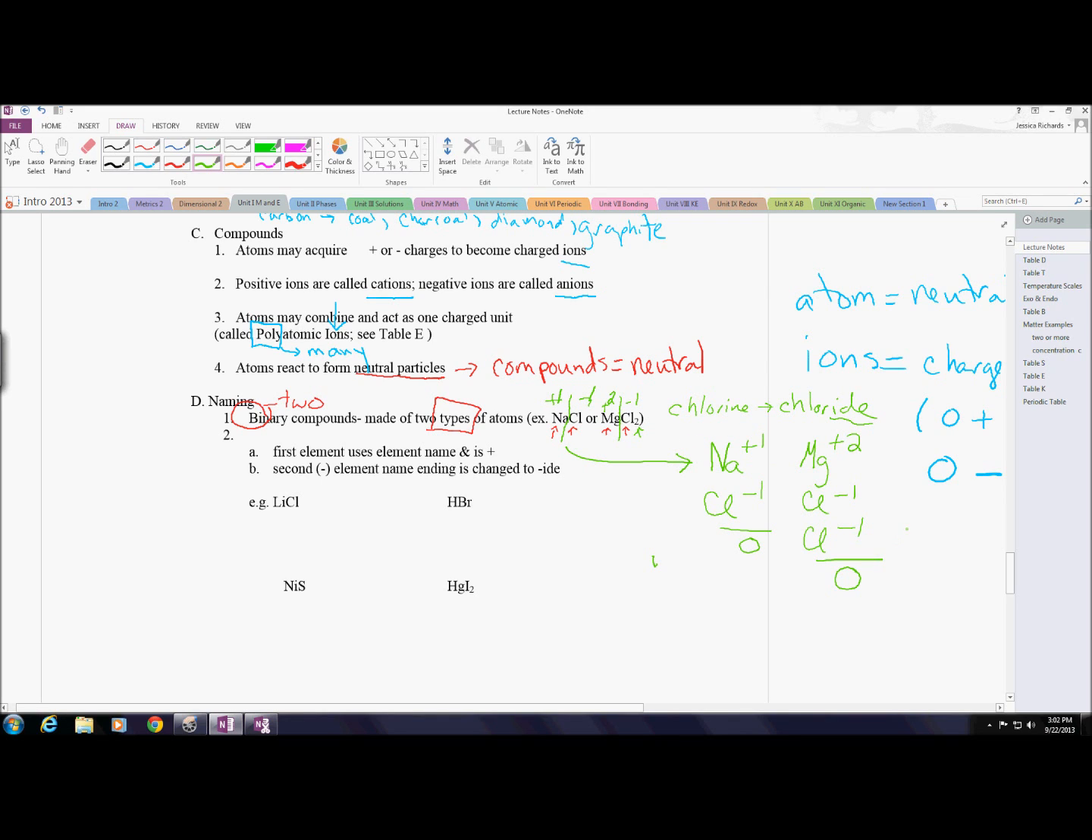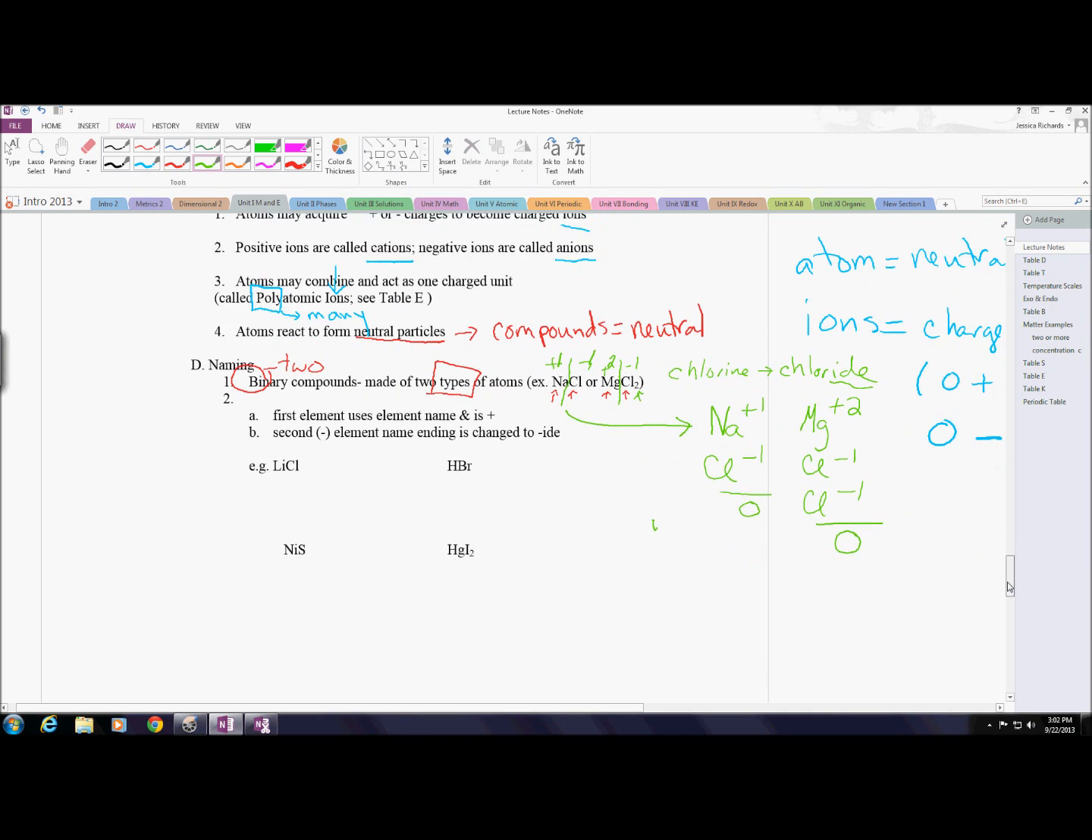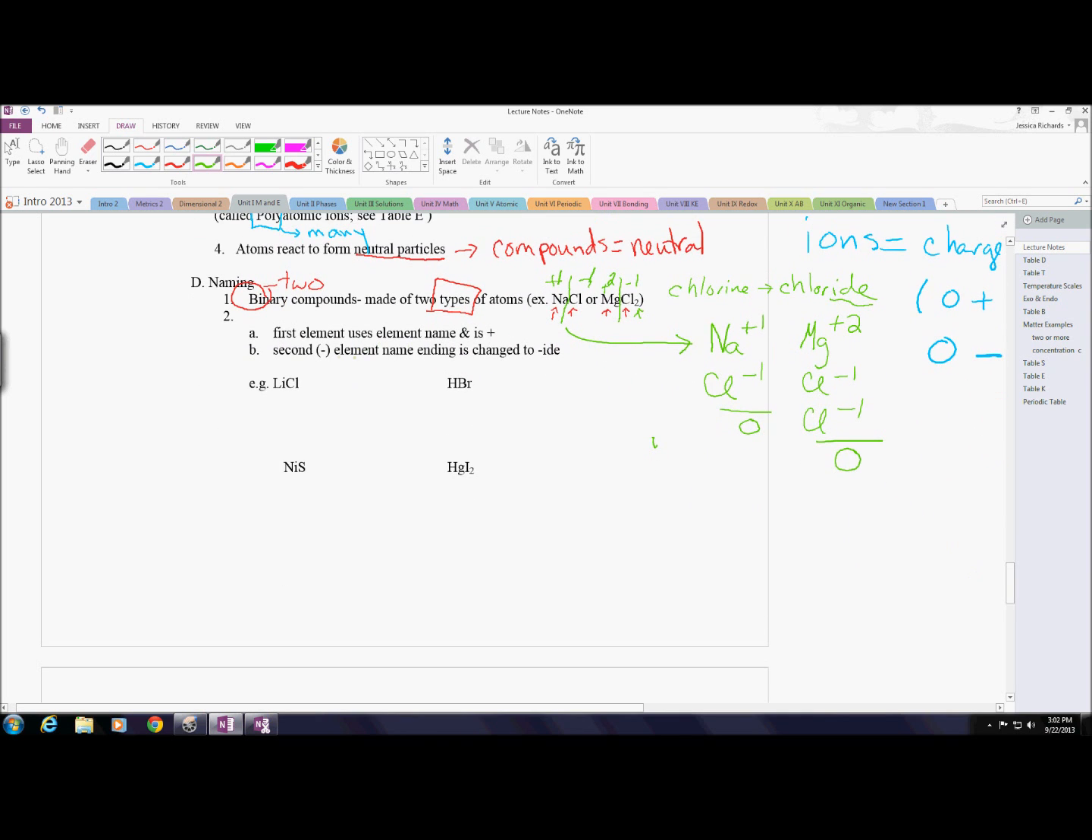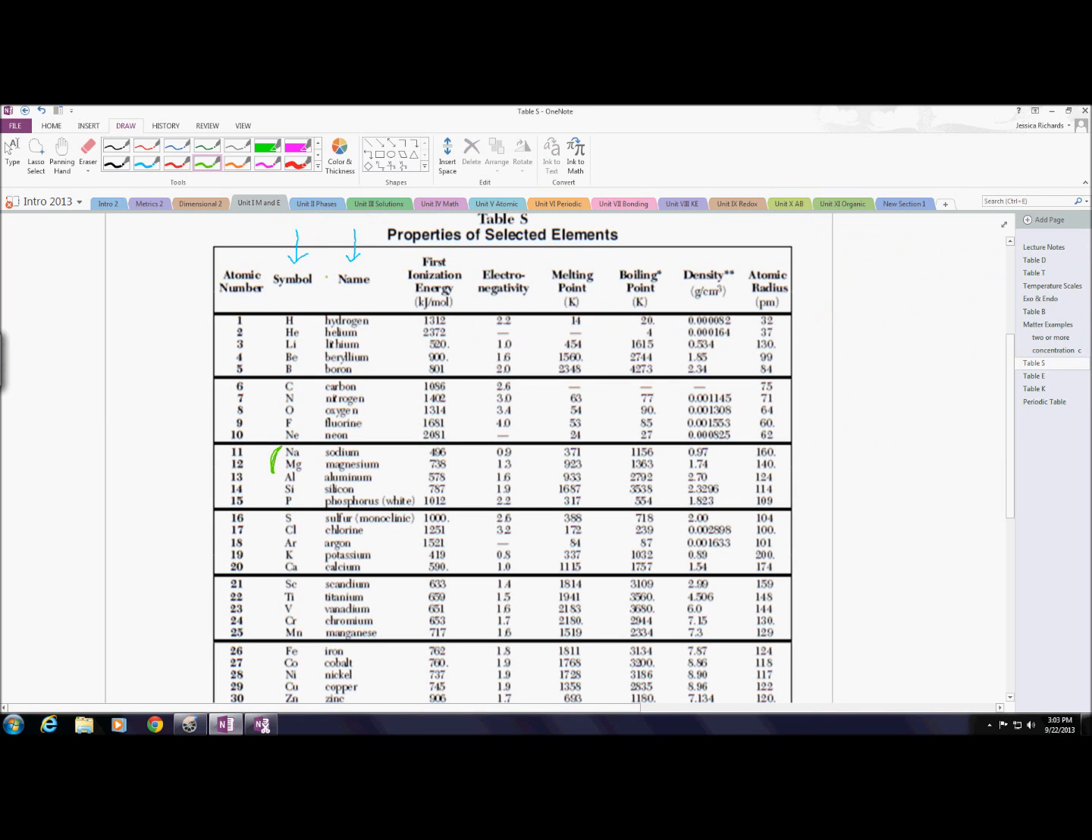So let's try these examples together. These compounds are all formed correctly, so we don't have to worry about the number of pieces. If we look at this one, LiCl, if I split it in half at the second capital letter, Li, I would go to table S, find Li, it's right here, and it's lithium.